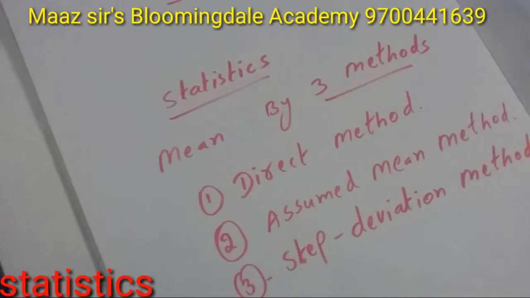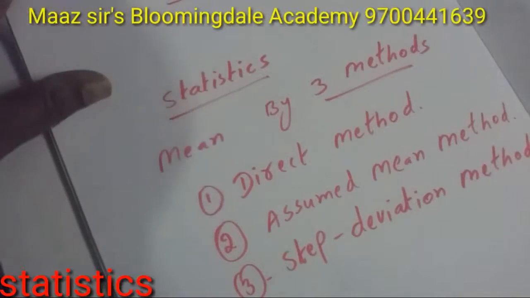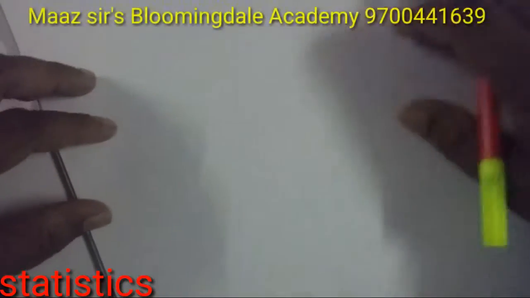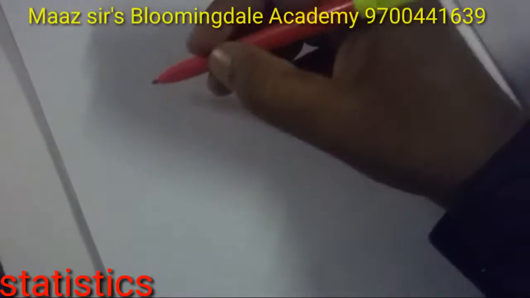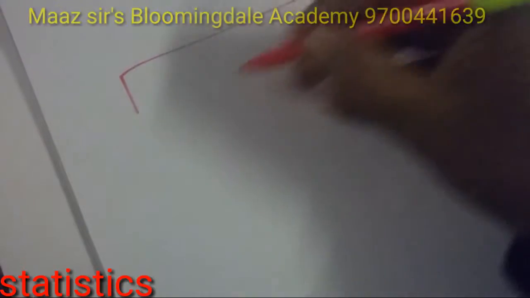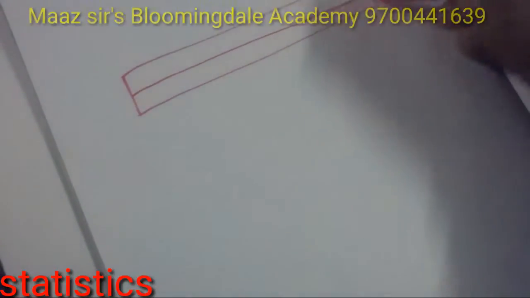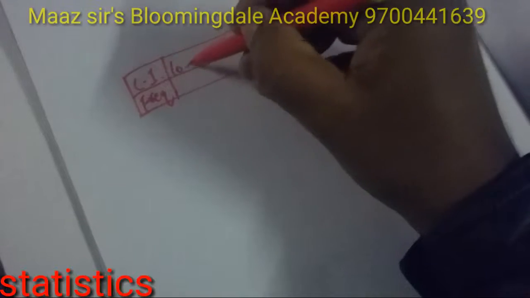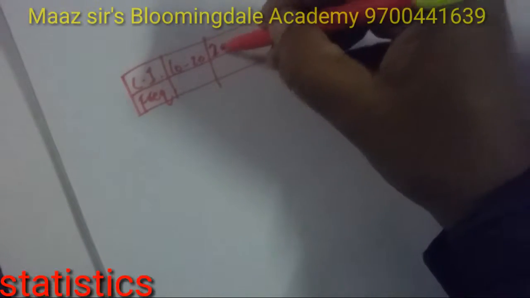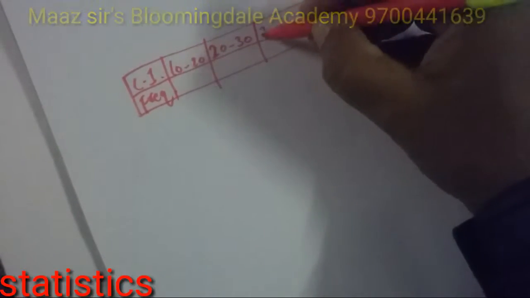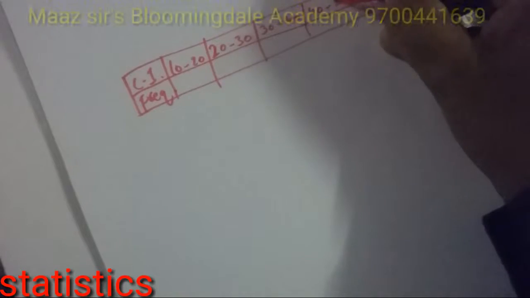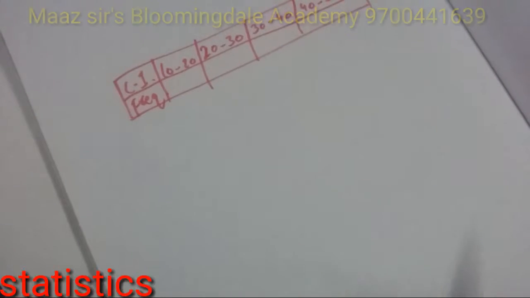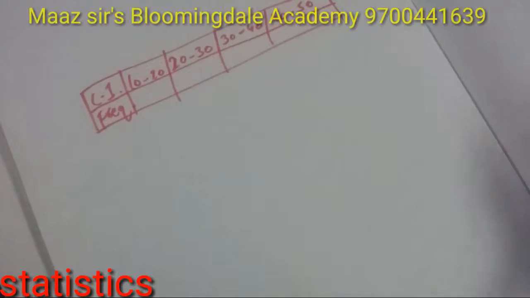Now we will go through one problem for finding out mean by direct method. For example, let us take a problem. Class interval, frequency. So this is a group of data. So we'll have higher boundary and lower boundary. So 30, 40, 40, 50. So this is our problem. Now you have to solve this by using direct method.